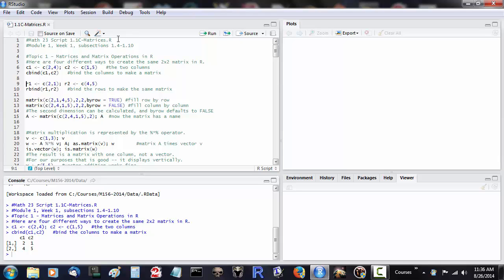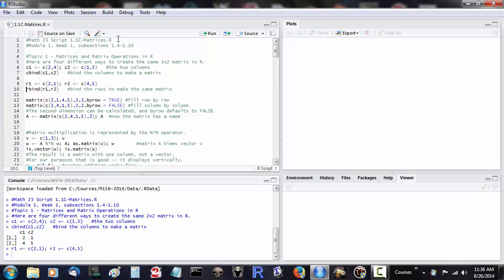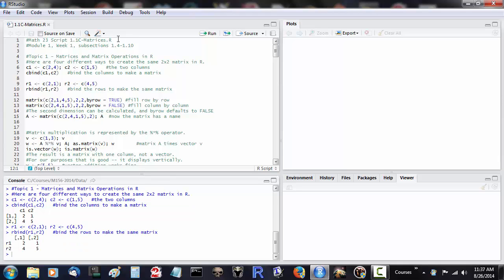From time to time, we'll use a matrix to represent a system of linear equations, and in that case, the coefficients in an equation become a row of a matrix. It's also possible in R to make a matrix by binding rows together. So if the top row is 2, 1, and the bottom row is 4, 5, those 2 rows R1 and R2 can be bound together into exactly the same matrix as before. Now the matrix is displayed with names on the rows.